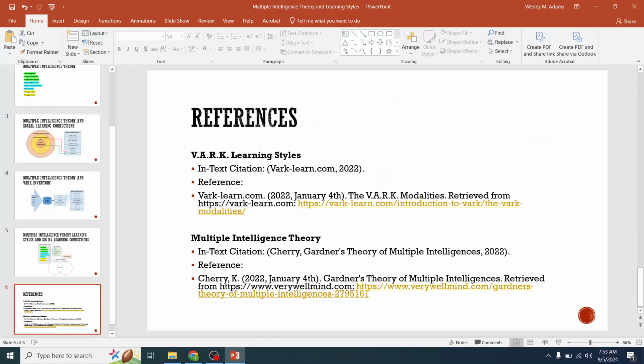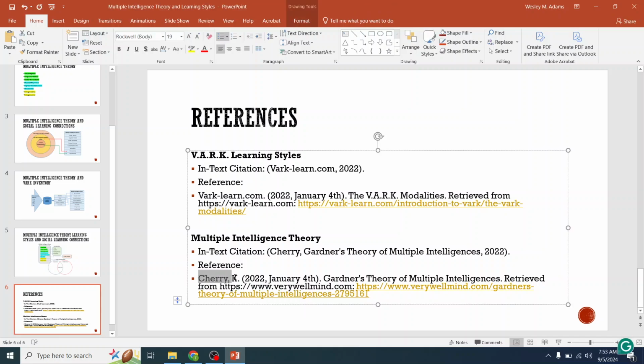Here are some references if you want more information about the VARK learning styles. That'll take you to their website. They conduct research in this area. And if you want more information about multiple intelligence theory, anytime you see Kendra Cherry and her website, verywellmind.com, that is a really good reference. She does a really good job breaking down learning theory, educational learning theory.